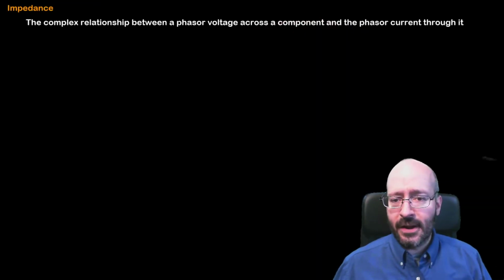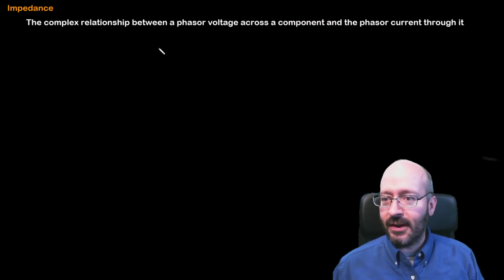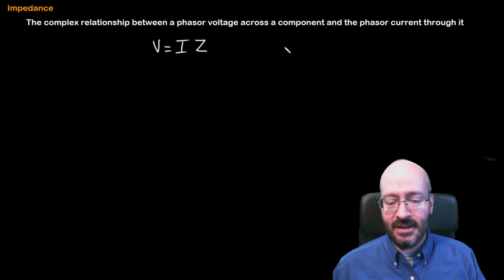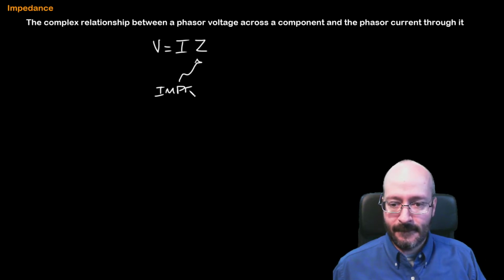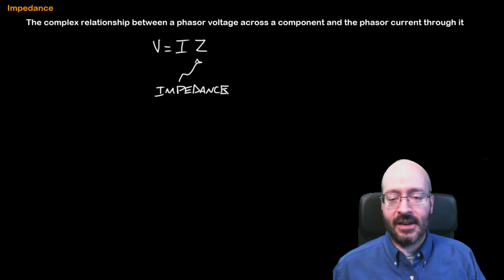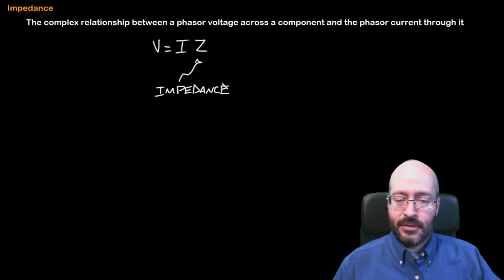We have to relate the voltage and the current across and through all of these components in the same way, and we're going to do it in a way that resembles Ohm's law. So we're going to rewrite Ohm's law. You get to rewrite a fundamental law as V equals I Z. Z is going to represent our impedance. And impedance is just the complex relationship between a phasor voltage and a phasor current through any of these components.